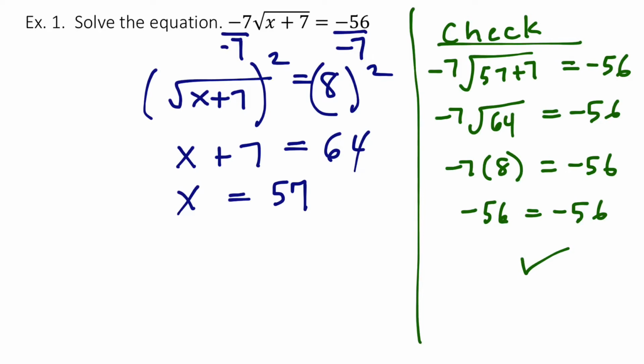So to speed things up, I wrote out the check step already. I'm going to take my 57 and plug it back into my original equation. I'm going to simplify that all the way down, and I'm going to get that -56 is equal to -56, which is a true statement. So I'm going to say that x is equal to 57 is the solution to this equation.